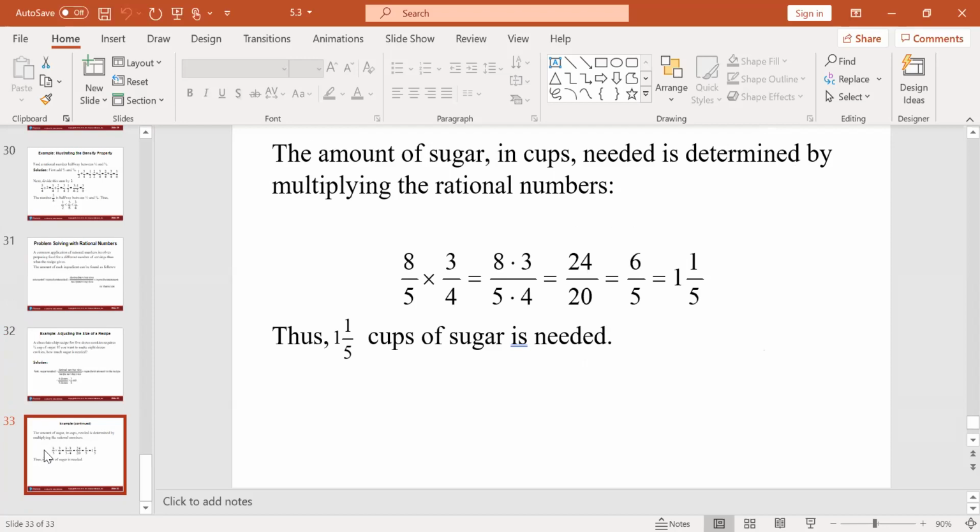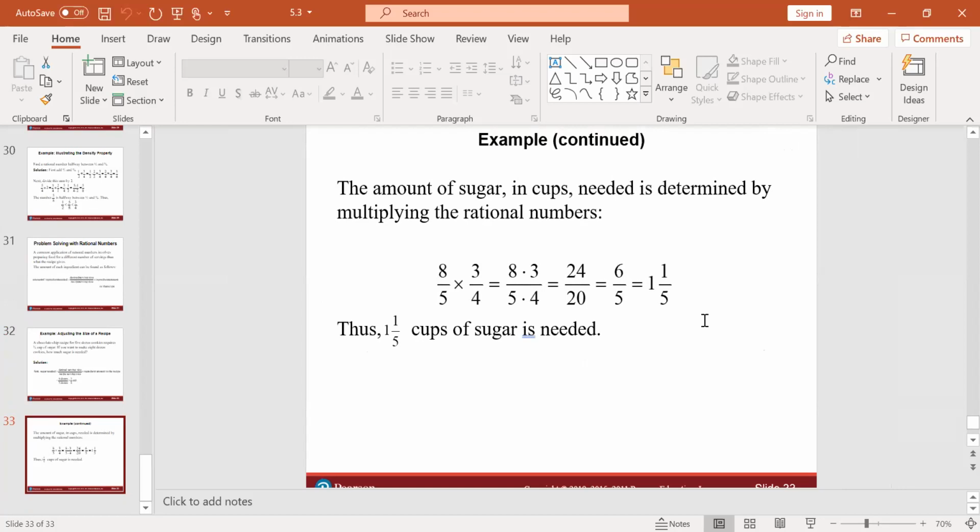How do you measure out 1/5 of a cup of sugar? Well, you're just going to kind of have to eyeball it because 1/5 is not a common measurement. But there you go.